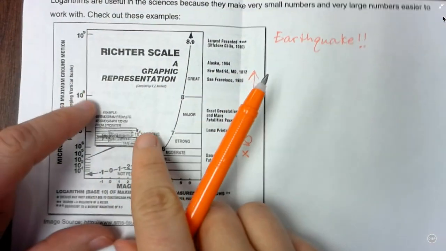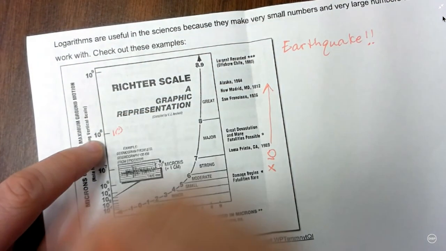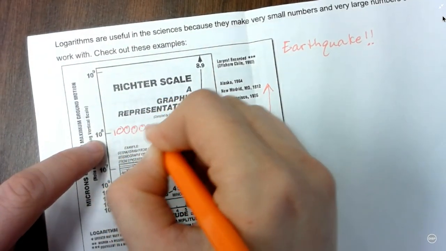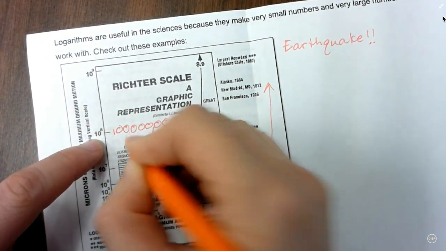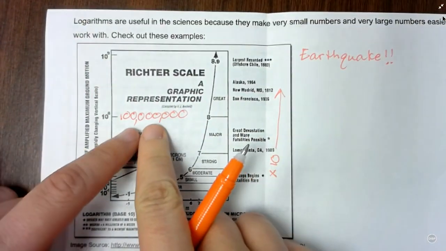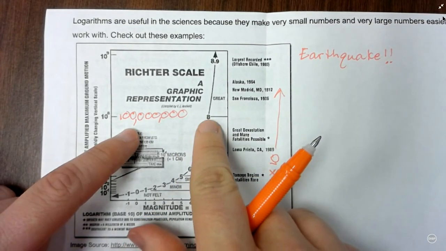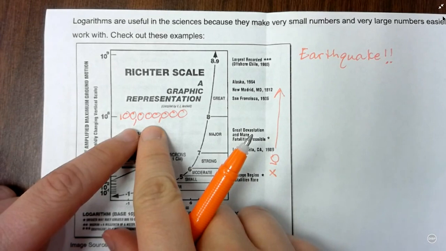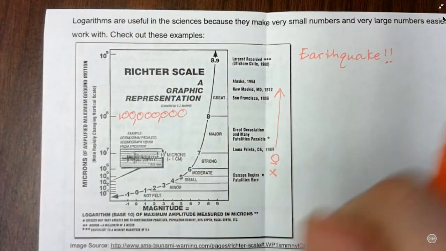So instead of having a number like 10 to the 8th power, which is first power, second, third, fourth, fifth, sixth, seventh, eighth, you can work with the number 8. I don't know about you, but I prefer to work with the number 8 rather than that one. So, log scale in action, basically.